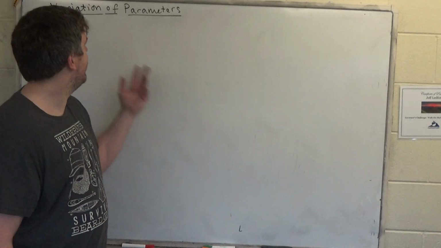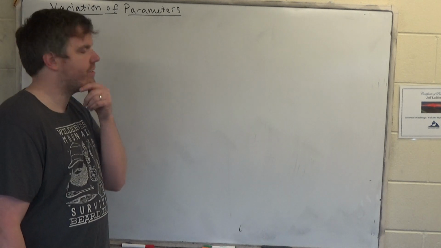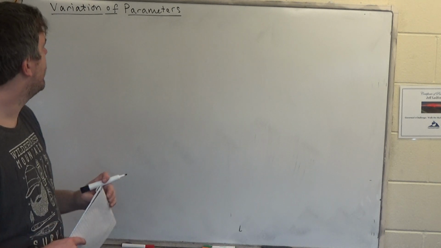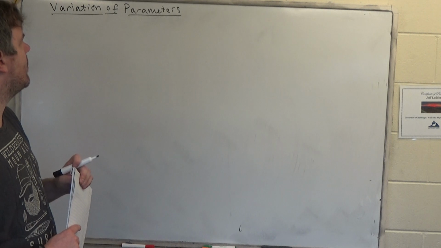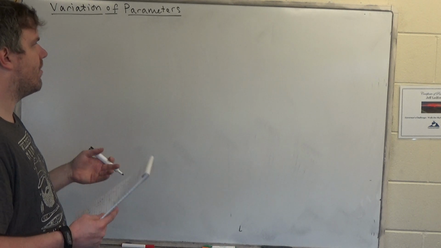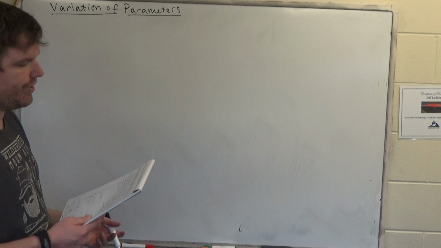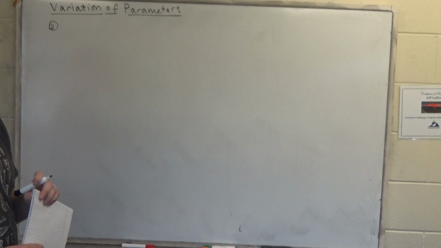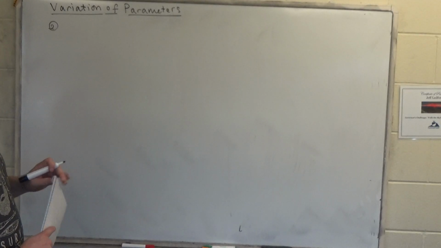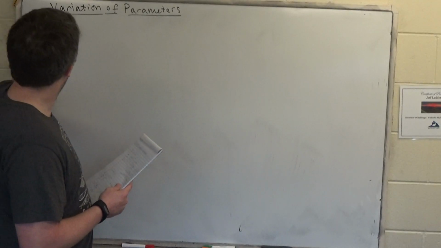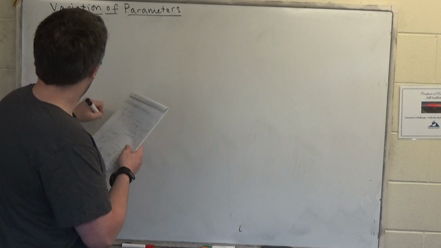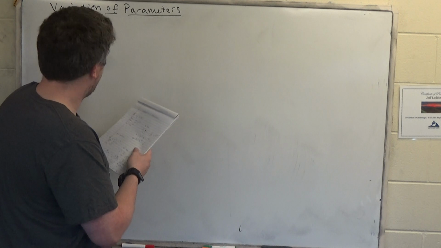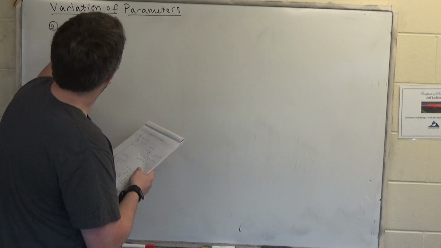Hi class. In this video we're going to go through the variation of parameters solution technique for non-homogeneous linear constant coefficient differential equations. So I'm just going to do a few exercises out of your homework. We're going to start with number 2, which reads 2y prime minus y equals e to the x.